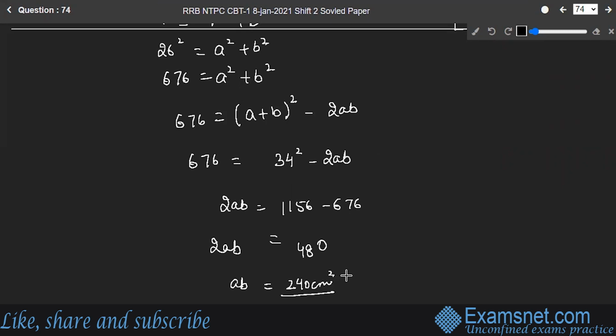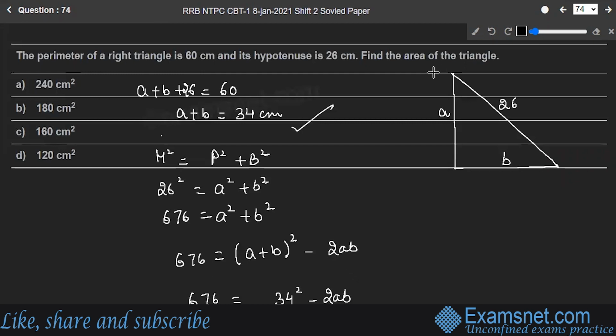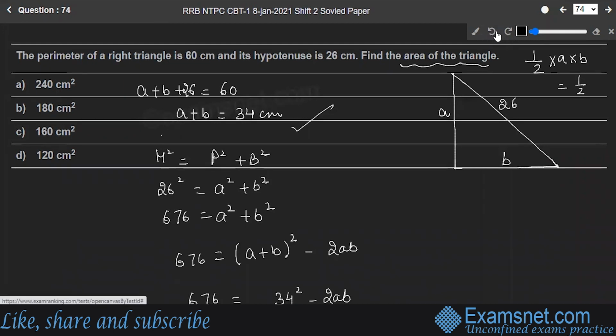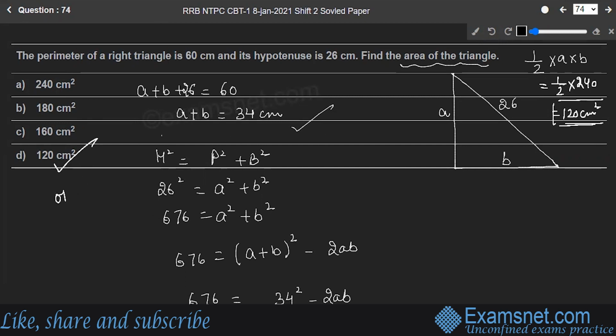Right? This is the AB, and what we needed to find in the question was the area of the triangle. You know, that's half into base into height. So half into AB, right? Half into AB is, let's calculate. This is equal to 1 by 2 into 240, which is equal to 120 centimeters square. So this is the area of the triangle, option D.